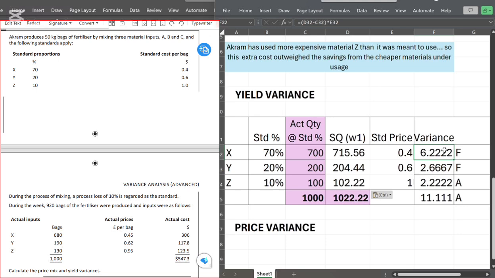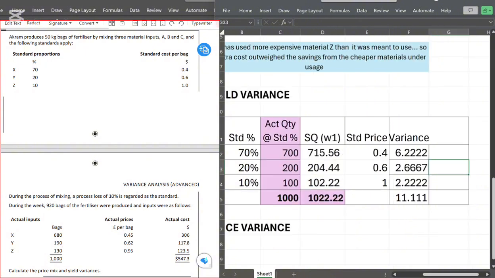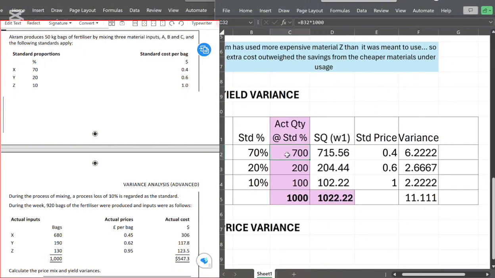So, and you can see the variances as well, but let's check which one is adverse or favorable. Now, this is our actual consumption, remember 1,000, and this is full standard. So this is more actual. So we're going to use this as actual, and that means we are consuming less than the standard, and that will be favorable for this. Likewise for X and Y and Z. So all of them favorable, and that means 11.11 is going to be favorable.